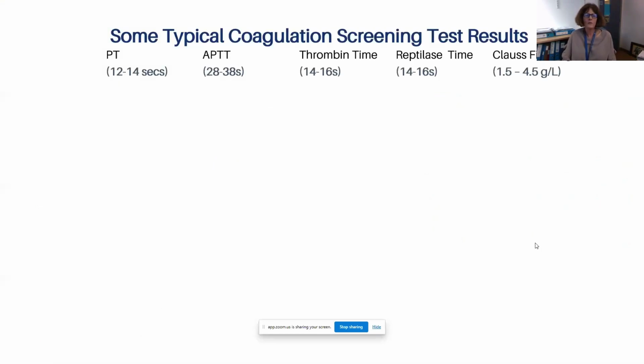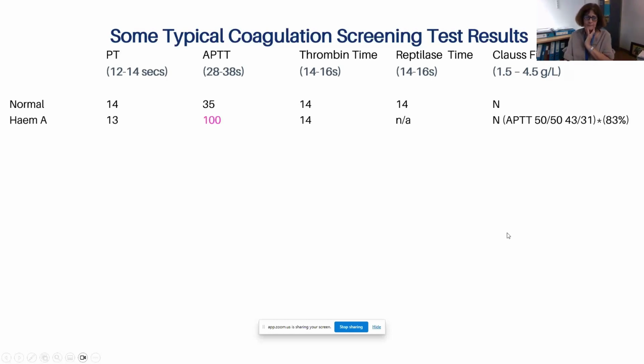So I'm going to go through a few results here and then some case histories to do with routine coagulation screening: PT, APTT, thrombin time, reptilase, Clauss fibrinogen. So this is normal results, and I'll put the reference ranges up there for each of the screening tests.